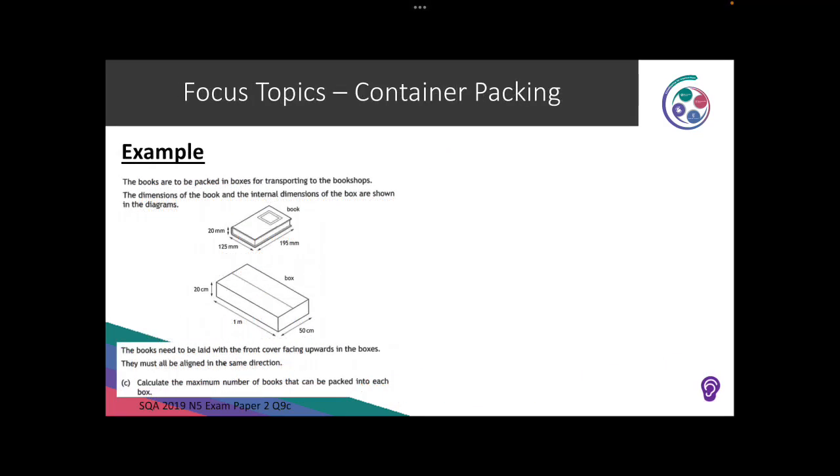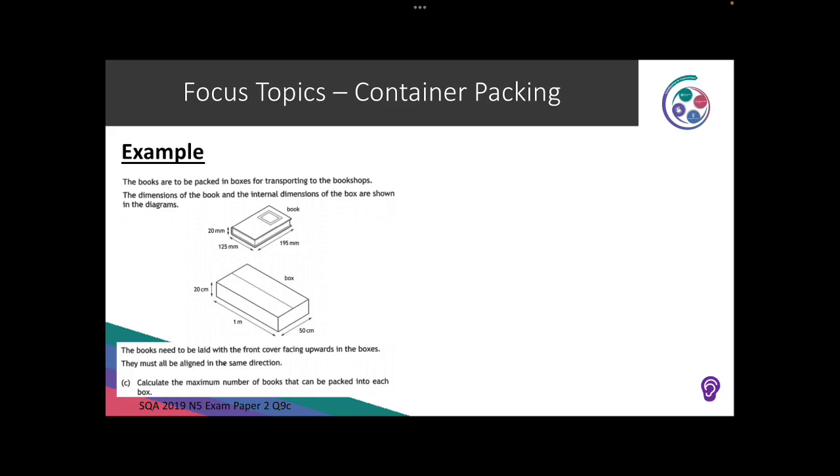So the next topic I'd like to focus on is container packing. It is not always the best answered question in the exam. Here we've got books placed in a box for transport into the bookshops. The dimensions of the book and the internal dimensions of the box are shown in the diagrams. We can see the book and its measurements are all in millimetres, and then we can see the boxes and the measurements are in centimetres, and one of them's even in metres, so we need to be wary of those units, which we'll come back to.